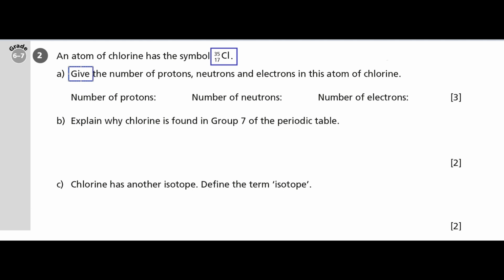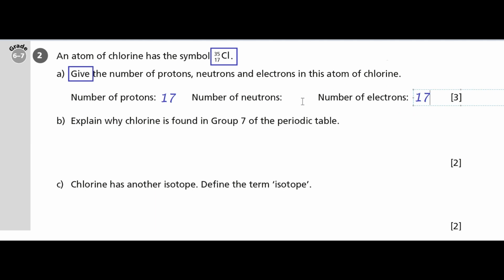So, the number of protons will be the same as the atomic number. So in this case, it's 17. Atoms have no overall charge. So the number of protons and the number of electrons is the same. So this tells me the number of electrons. It doesn't matter that I've had to fill in the last field first or second. I can leave a gap and come back to the number of neutrons.